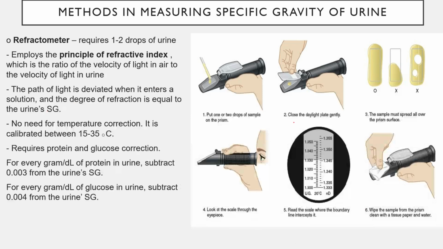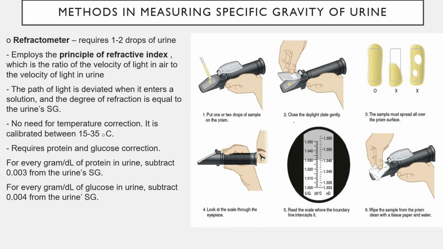Now, another method you would be doing, class, is the use of refractometer. It would require 1 to 2 drops of urine, employs the principle of refractive index, which is the ratio of the velocity of light in air to the velocity of light in urine. So, velocity of light in air versus, class, the velocity of light in urine.